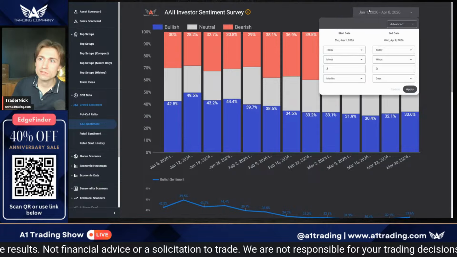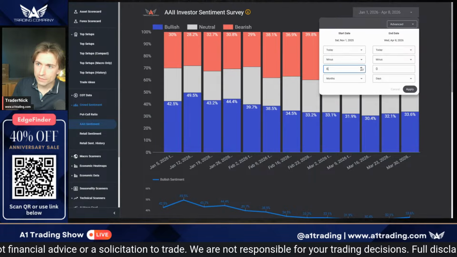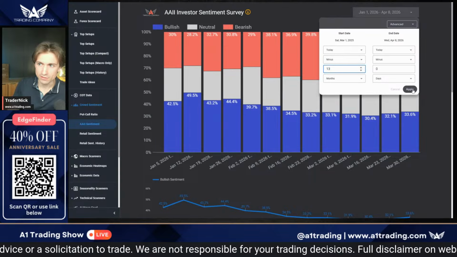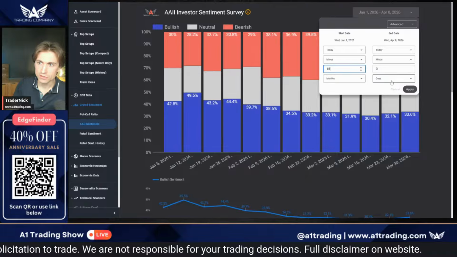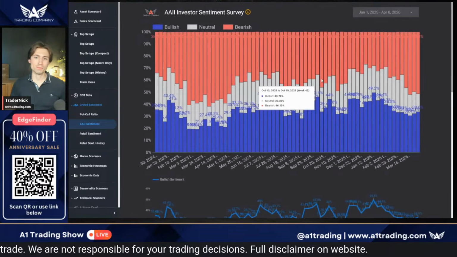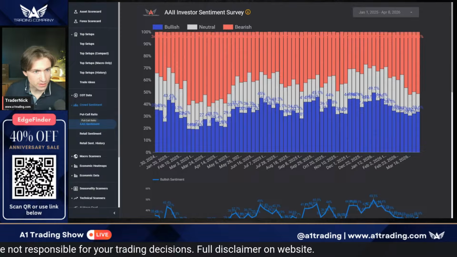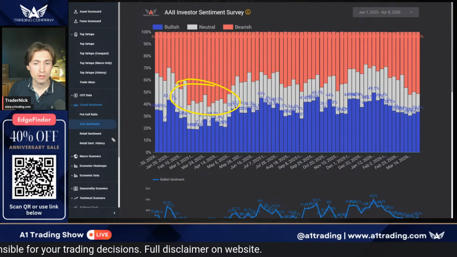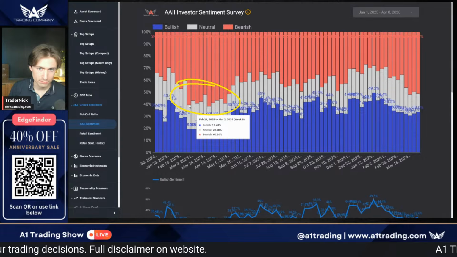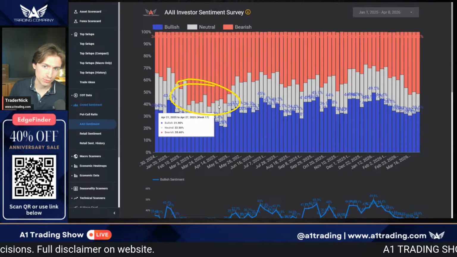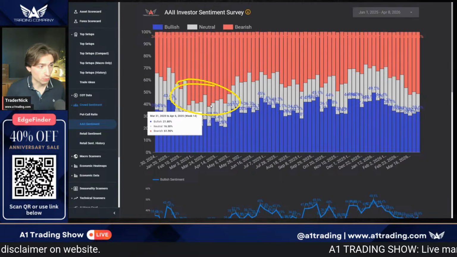Look, if we go back, let's go 15 months back just so we can see context-wise. Look at this. Look at the last time sentiment got this bad. The market bottom. In February, March, and April, we saw pessimism, actually more pessimistic than current.